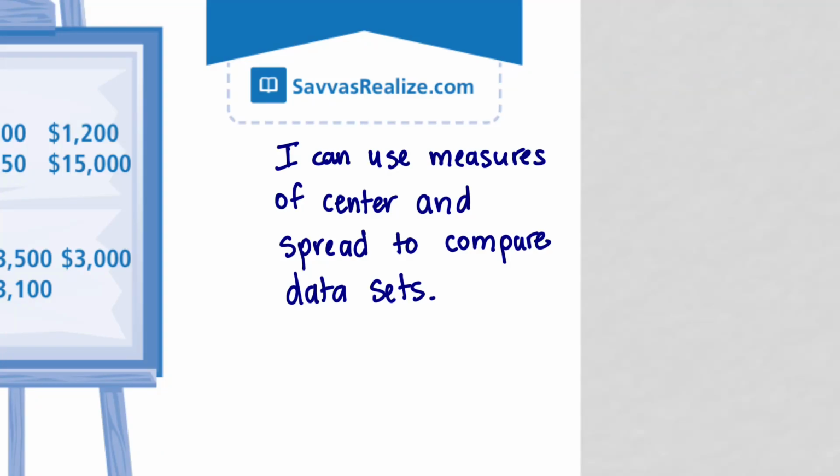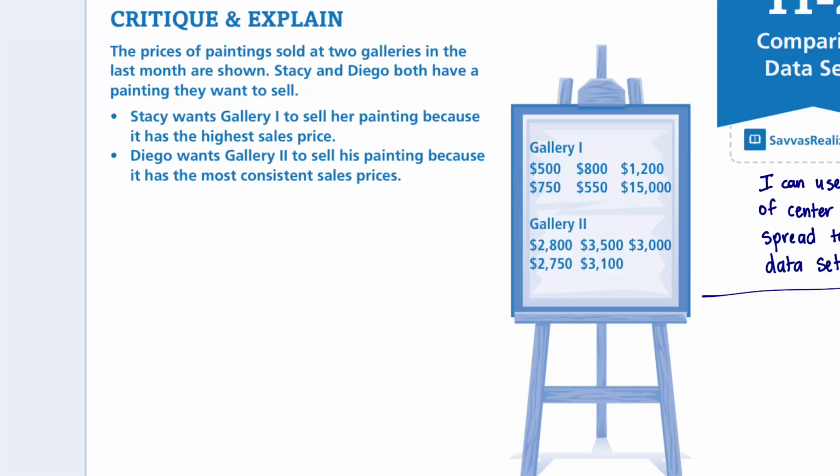Our objective today: I can use measures of center and spread to compare data sets. Critique and explain. The prices of paintings sold at 2 galleries in the last month are shown. Stacy and Diego both have paintings they want to sell. So we have the information for Gallery 1 and the information for Gallery 2.